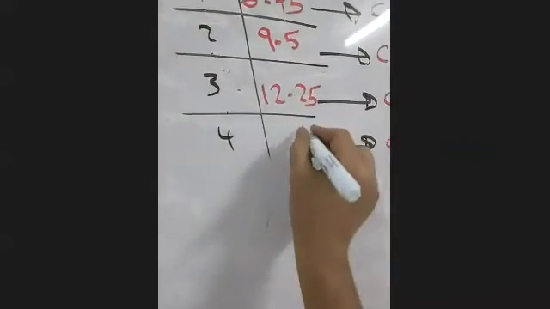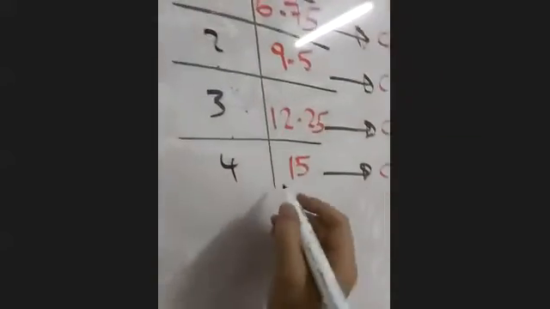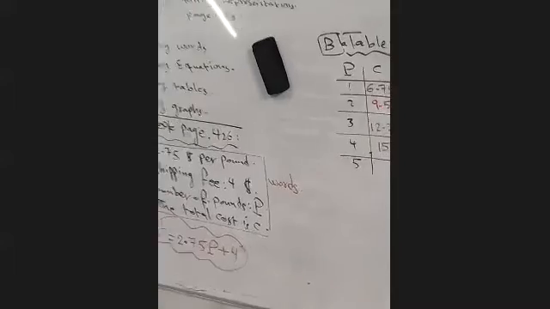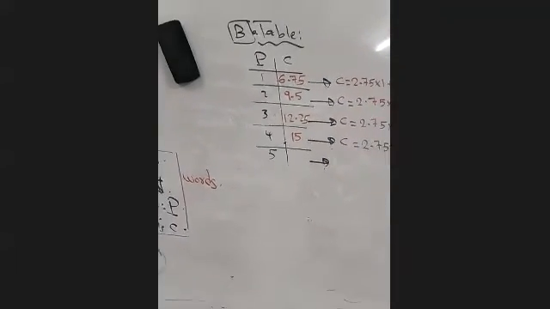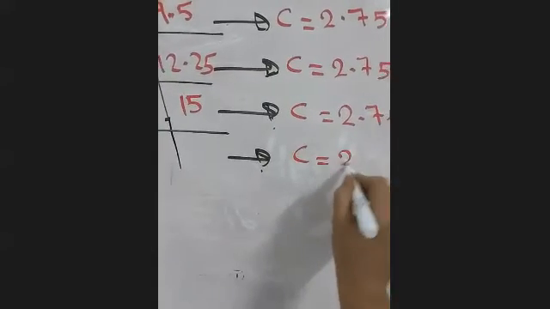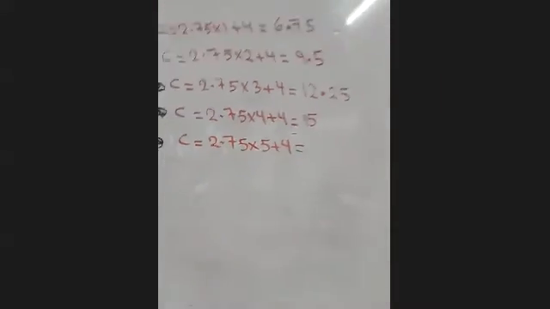Now here, the question or the book says add more. I will extend the table. They want also 5, but it's okay, guys. 3 or 4 values is enough to graph it. So let's make 5. To find the cost if you buy 5 pounds, C will be 2.75 multiply 5 plus 4, equal, the answer should be 17.75.